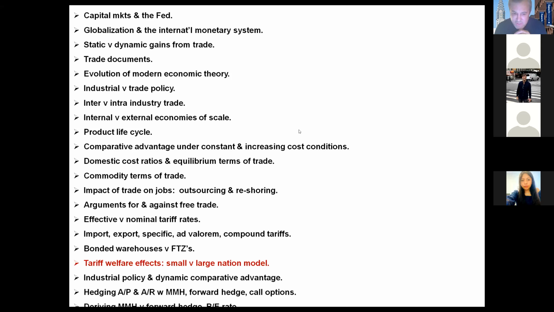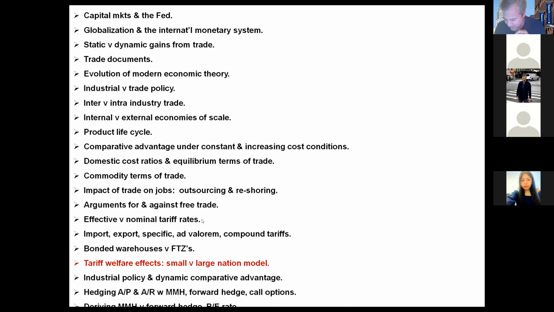What you have are the slides from me, and I've just given you a very comprehensive list. The list is everything we've done since the beginning of the semester, the capital markets, all the way through trade effects on small and large nations, and some hedging here at the end. This is everything we've done, and so this is what the exam will cover. So, for example, here, effective versus nominal tariff rates. We reviewed that tonight. It's a very tight list.